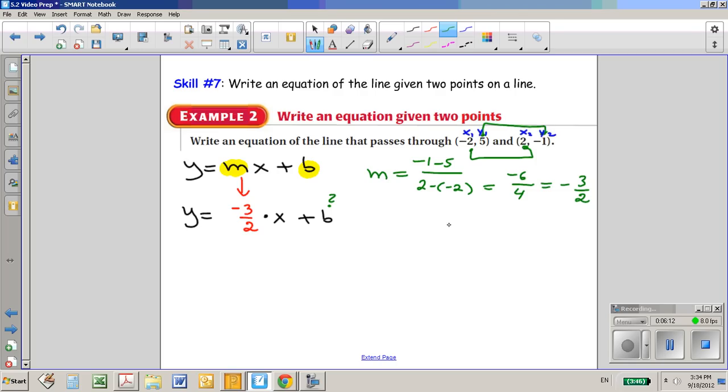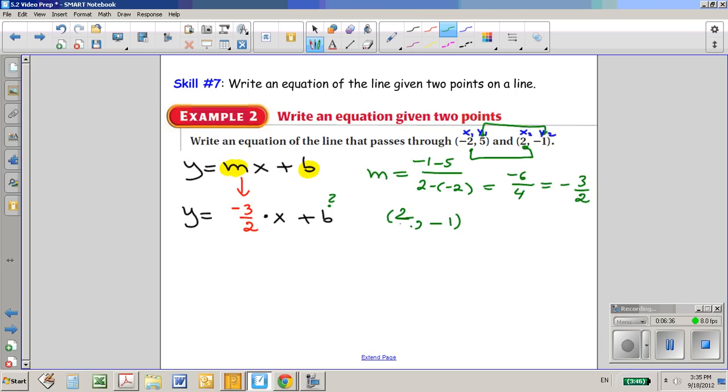Now, I always encourage you guys to make your life easier, and if you can substitute x and y with positive numbers, do that. But unfortunately, we have negative 2, 5 and negative 2, 1, or positive 2 and negative 1. I do think that 2, negative 1 is a little easier because the numbers are a tiny bit smaller. So that's what I'm going to do.